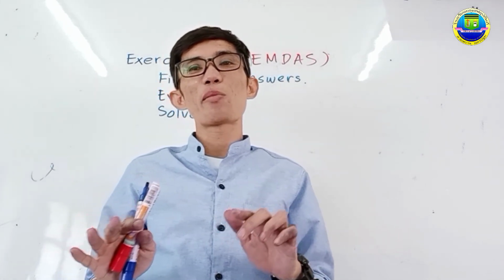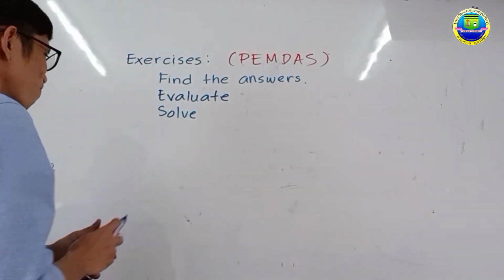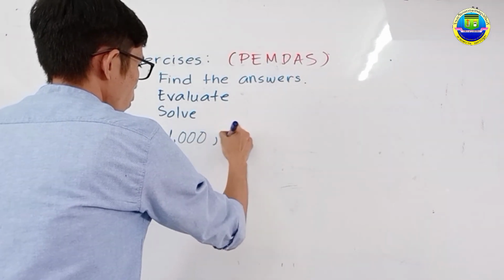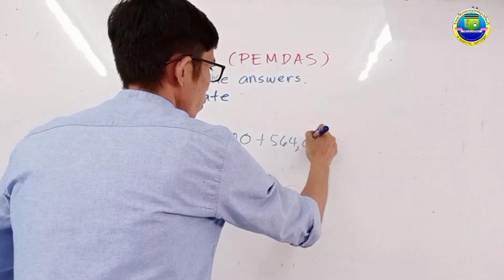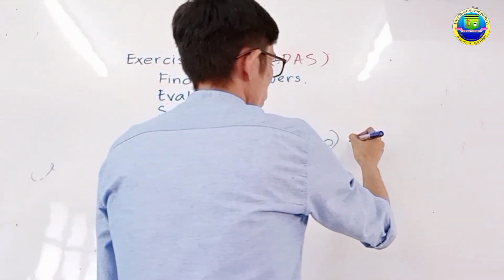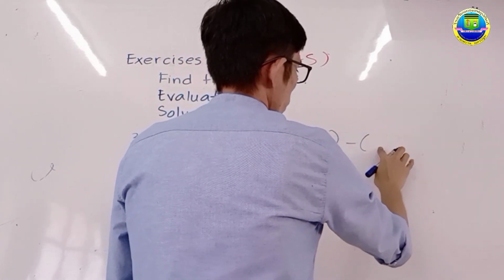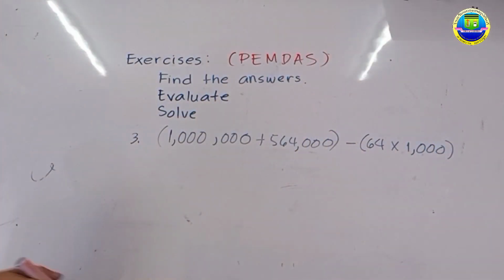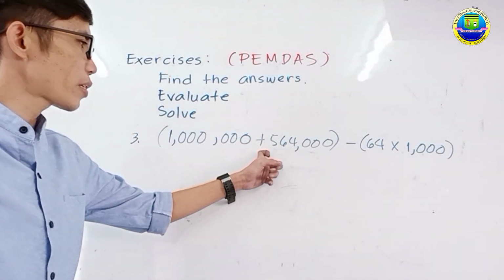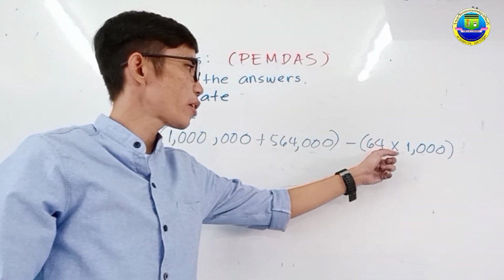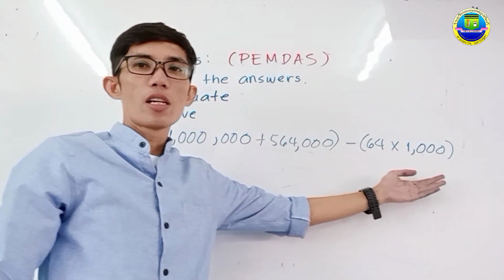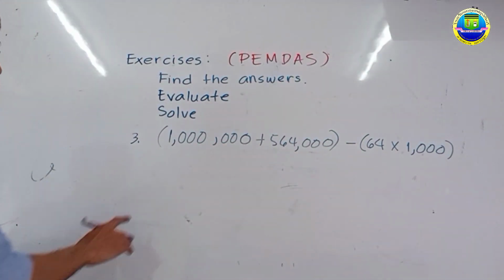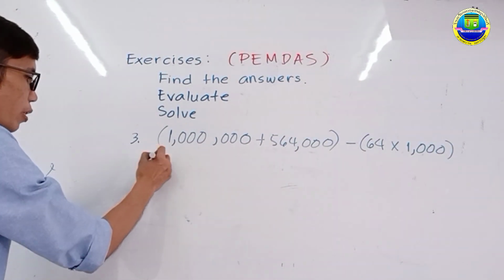Number 3, we will be using here more than one parenthesis, okay? So, let's do that. Here, 1,000,000 plus 564,000 minus 64,000 times 1,000. So we have two parentheses. So in this case, we will do the operation in each parenthesis. Okay, first, let's solve this one. So we have 1,000,000 plus 564,000. So let's put equal sign here.